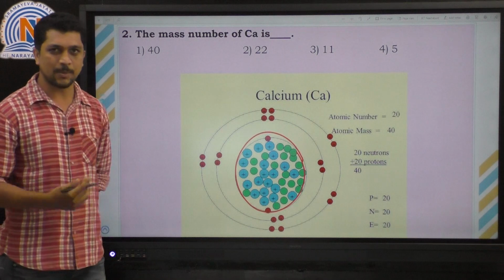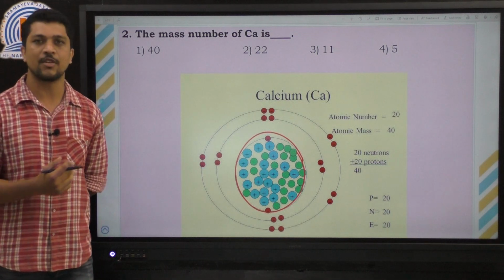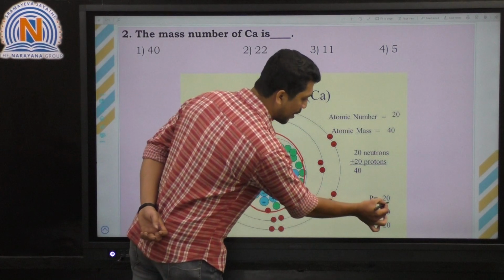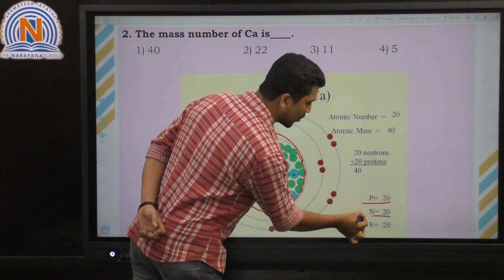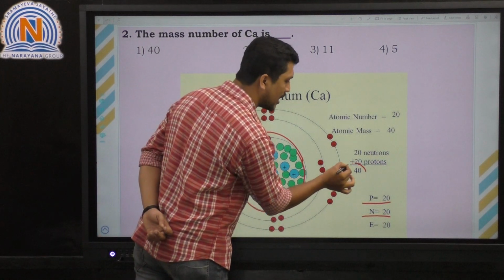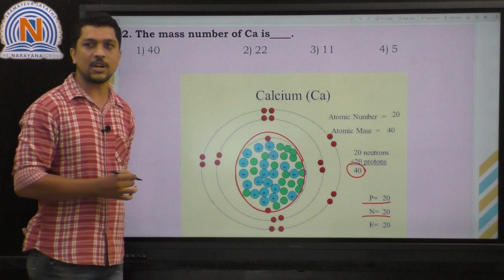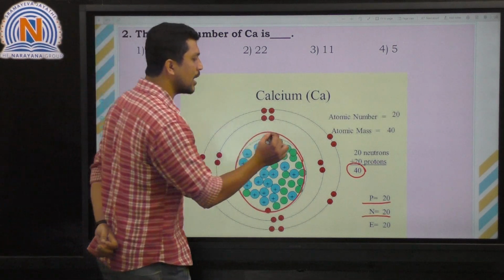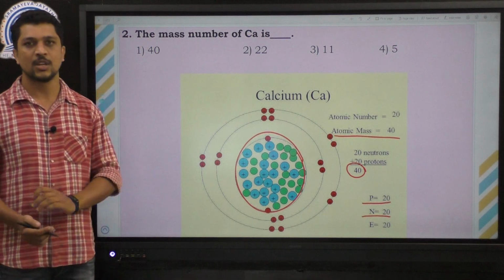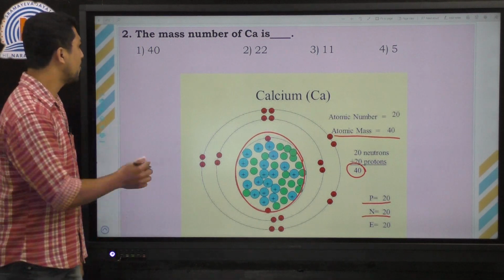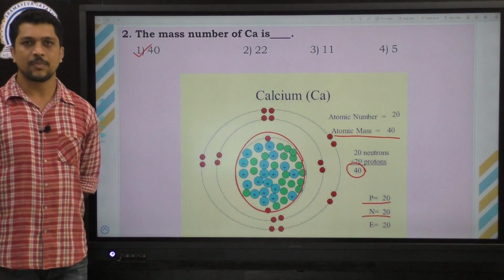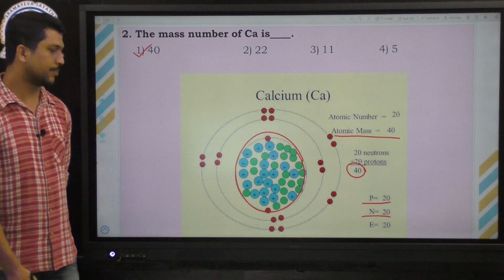So the mass number represents the number of protons plus the number of neutrons, right? Here this calcium atom contains 20 protons and 20 neutrons. Those collectively are called the mass number, that is 40. So 40 is the atomic mass of calcium. So the correct option is the first option. Clear? Let's move on to the next question.